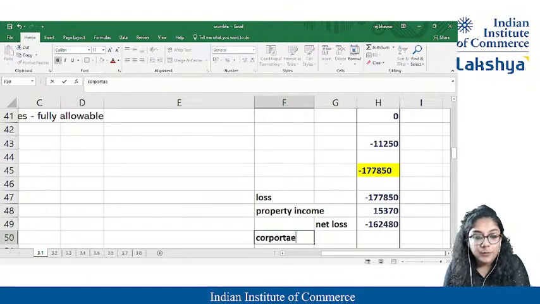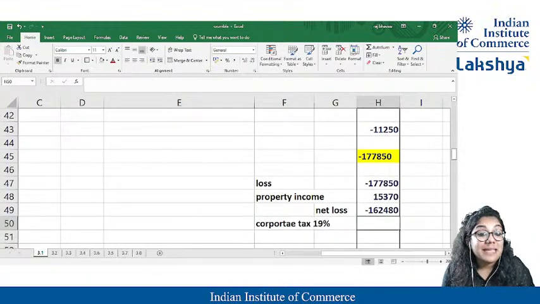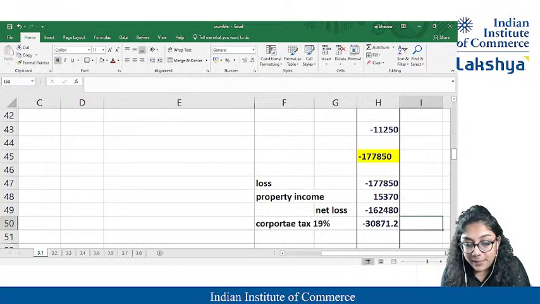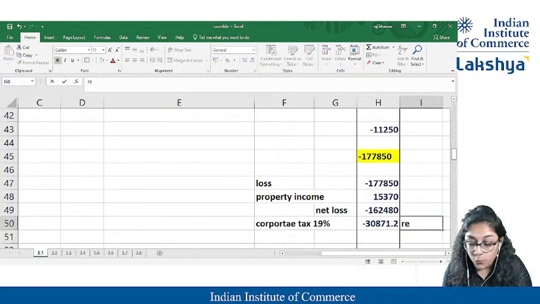Ma'am, on loss also we need to pay? No, guys, in corporate tax we know it's 19%. Can we get the refund of this 19%? Yes. So students, this is an amount which we have to show as refundable. I hope you guys are clear.